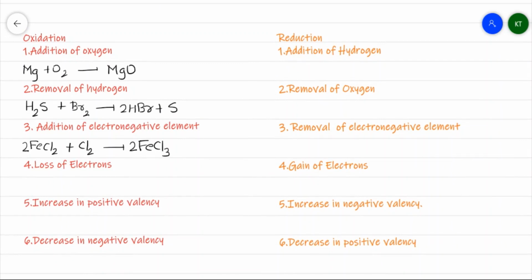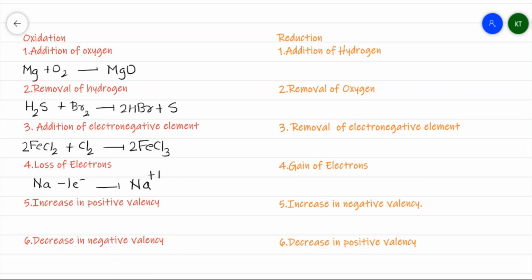So let me move further toward another definition. Loss of electron. Any substance which loses electron. So I have sodium metal. When it loses one electron, it gets converted into sodium ion. So this is considered as loss of electron. We consider it as oxidation.